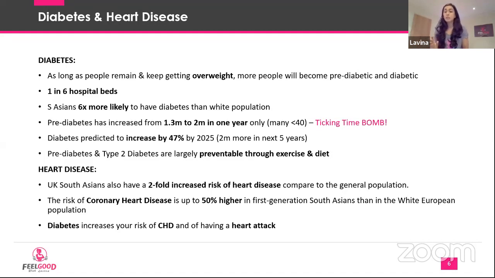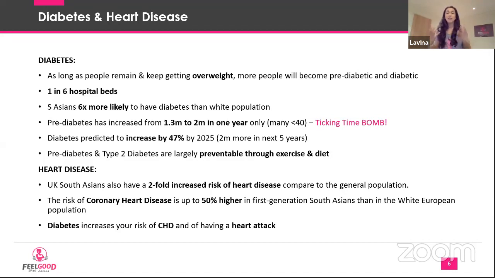Obviously, type 1 diabetes is something we cannot reverse, but type 2 diabetes is the one I want to hit on really, with exercise and living a healthier lifestyle, healthier nutrition. There's so much we can do there. So South Asians are 6 times more likely to have diabetes than the white population.